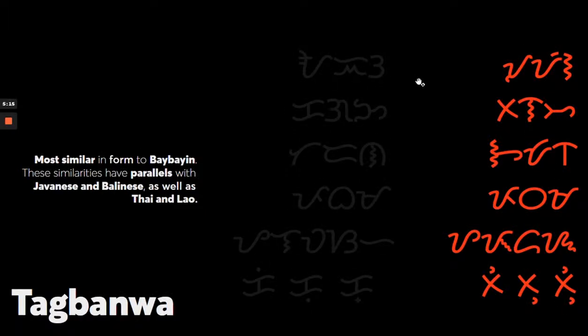The script has evolved in a lot of places in the Philippines, like in Palawan, where we have Tagbanwa. This script is the most similar in form to Baybayin, and there are parallels in other Southeast Asian countries, in Indonesia, where Javanese and Balinese have the same similarity, and we also have Thai and Lao.